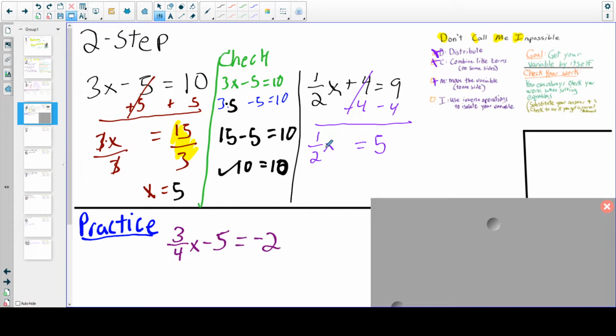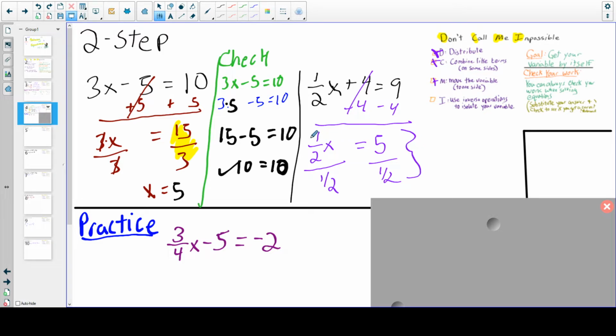Well, this is 1/2 times x. So what's the opposite of 1/2 times x? Well, how about 1/2 divided by x? Or rather, sorry, not divide by x, but we divide by that number, right? So we divided by 3 over here. We're going to divide by 1/2 over here. Remember, when you divide by the same thing, unless it's 0, it equals 1. So on both sides of the equation, we're going to divide by 1/2.